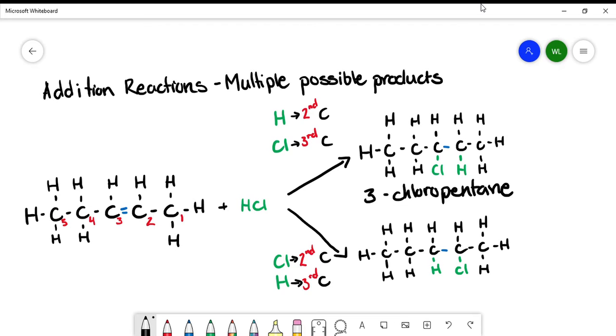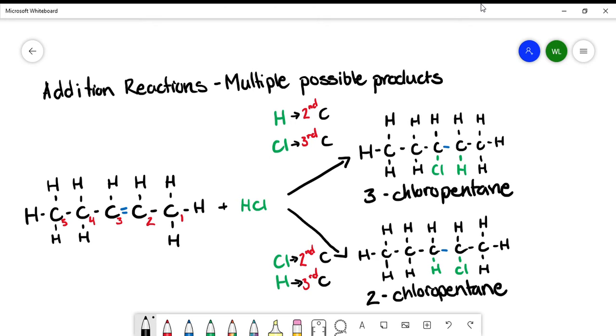In our bottom product, we have our chlorine going to the second carbon and our hydrogen going to the third carbon. These numberings are based off of our original reactant. In this particular example, this product is called 2-chloropentane.